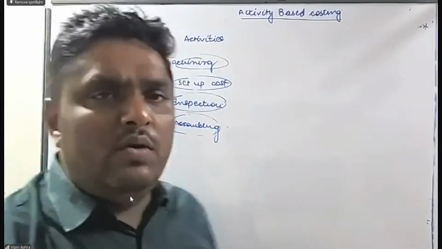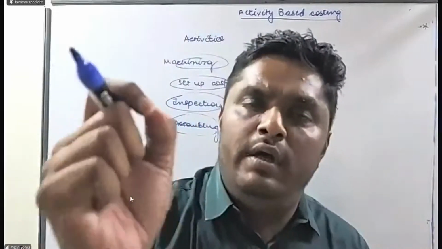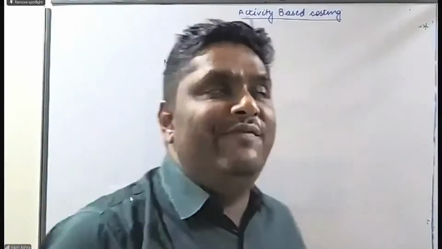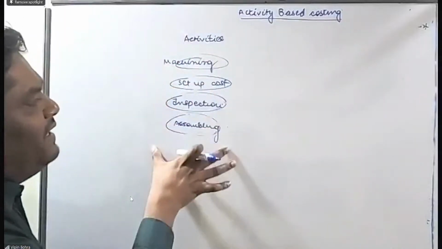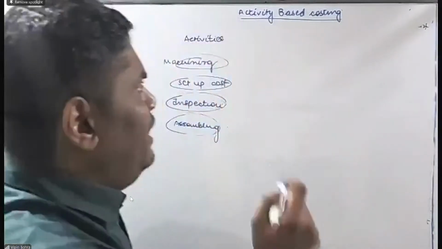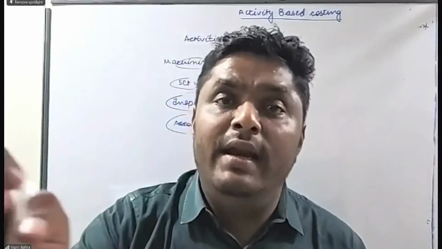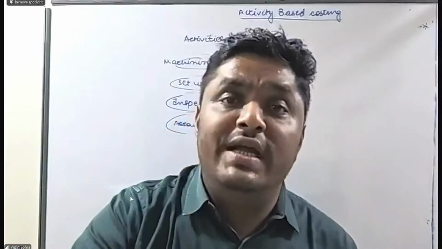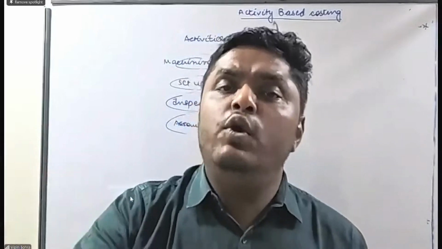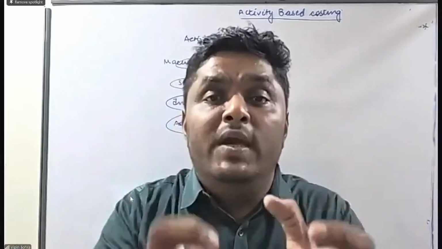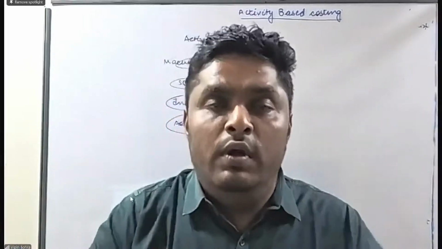So activity-based costing says instead of absorbing all the overheads on a single basis, what you have to do? First, identify the activities of the organization. Now, second point, it says whatever the costs that are incurred relating to a particular activity will be grouped together to form a cost pool.